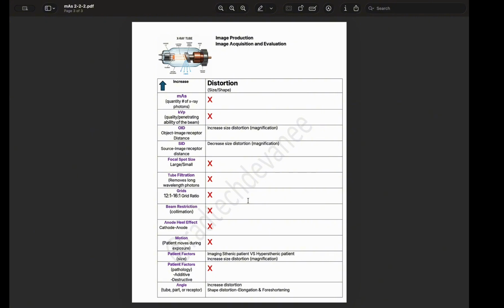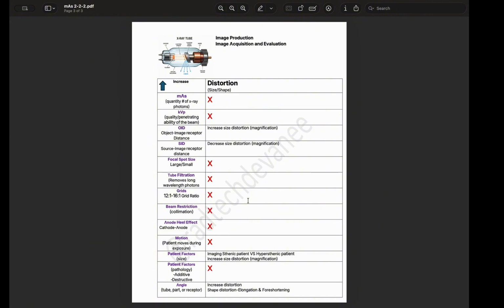Next, we have distortion, and we have size and shape distortion. Size is magnification. Shape, we have two categories that fall under that. That is going to be elongation and foreshortening. mAs and kVp, no effect on distortion. OID, SID, definitely. So if we increase that OID distance, magnification goes up.